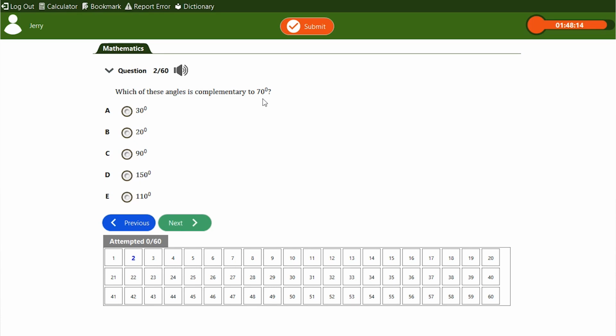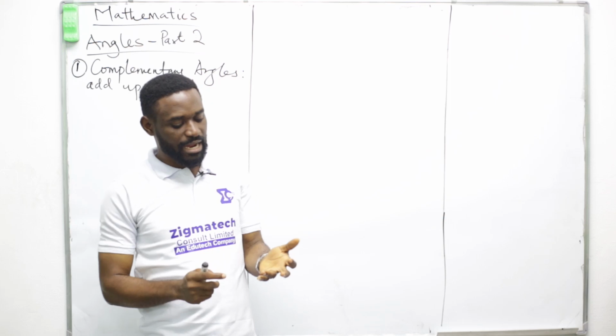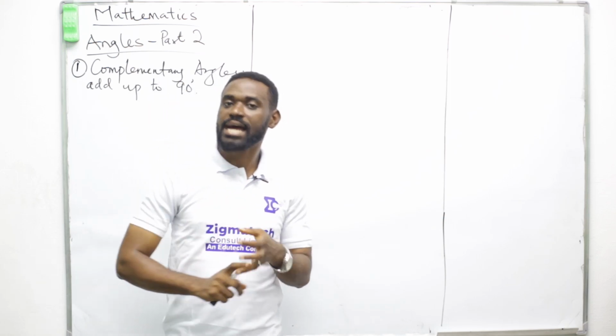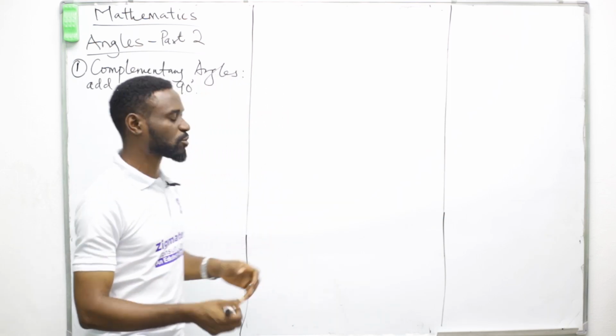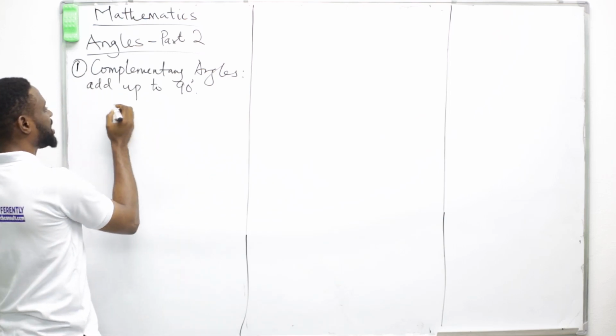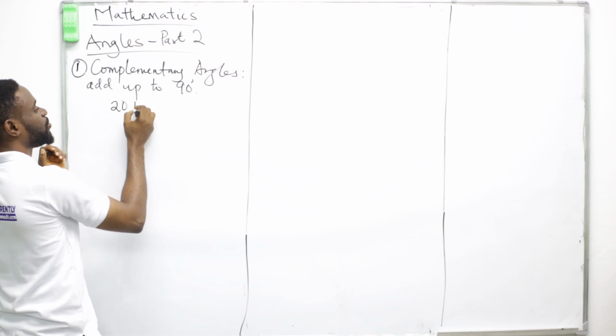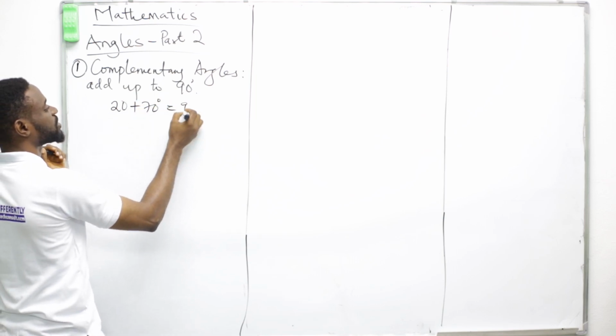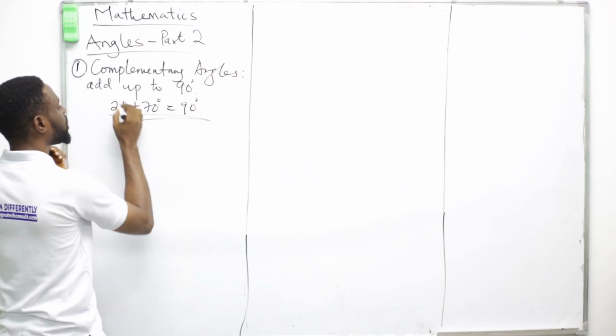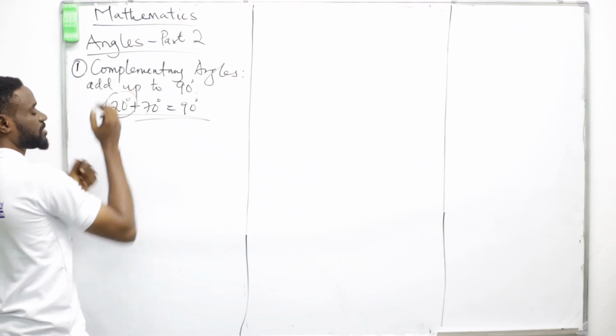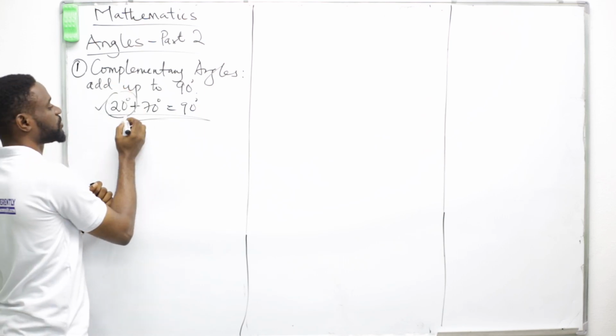Okay, that is the form they come. They may give you three angles that are complementary. For example, if they give you angle 30 degrees, angle 40 degrees, and angle 20 degrees, you will know that those angles are complementary. Let's get this done first: 20 plus 70 degrees gives us 90 degrees. So 20 degrees is complementary to 70.